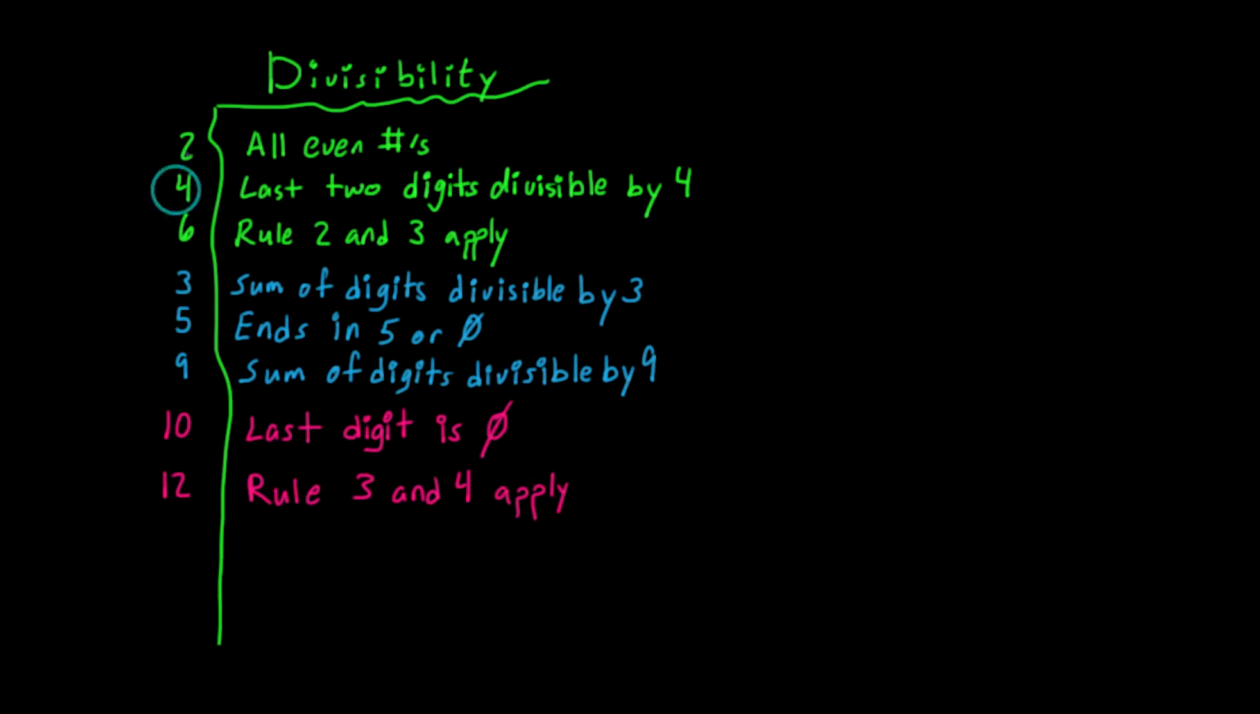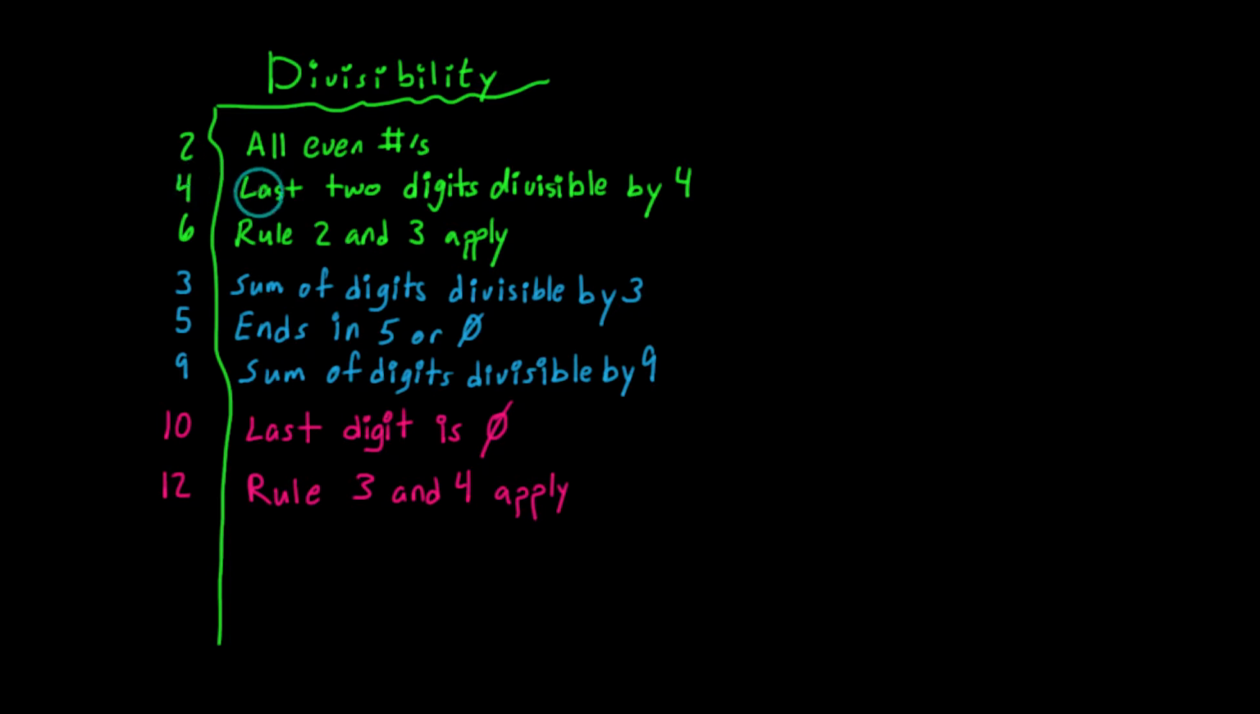So let's take a look at this list and see how these rules apply. The rule of 2: a number is said to be divisible by 2 if that number is even. Therefore, all even numbers are divisible by 2. Let's move on to the rule of 4.